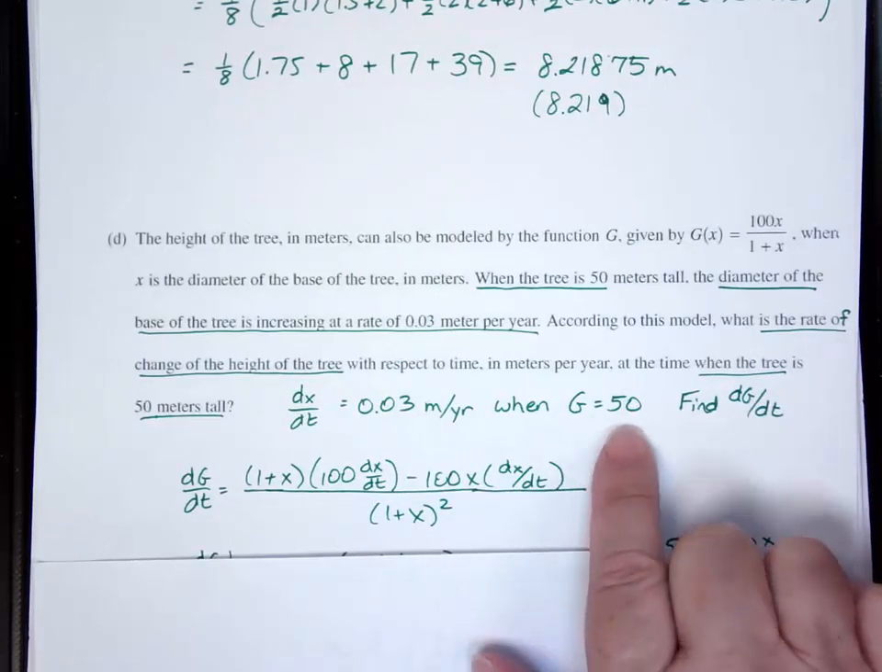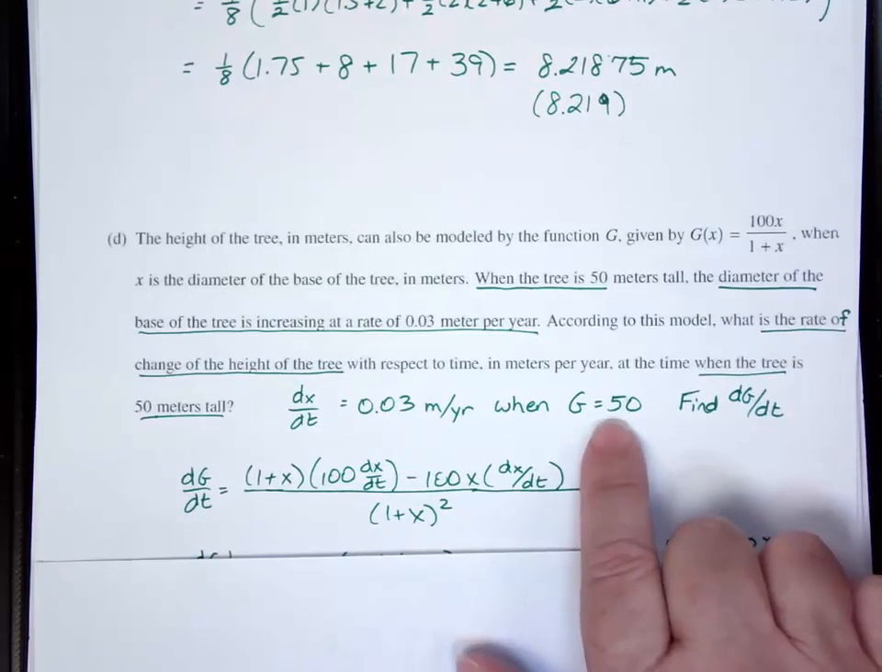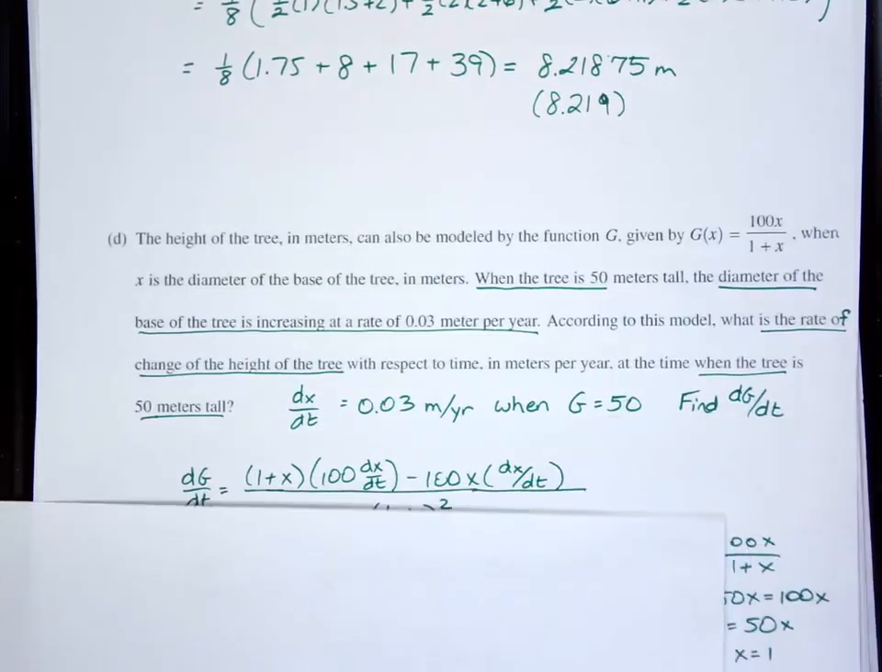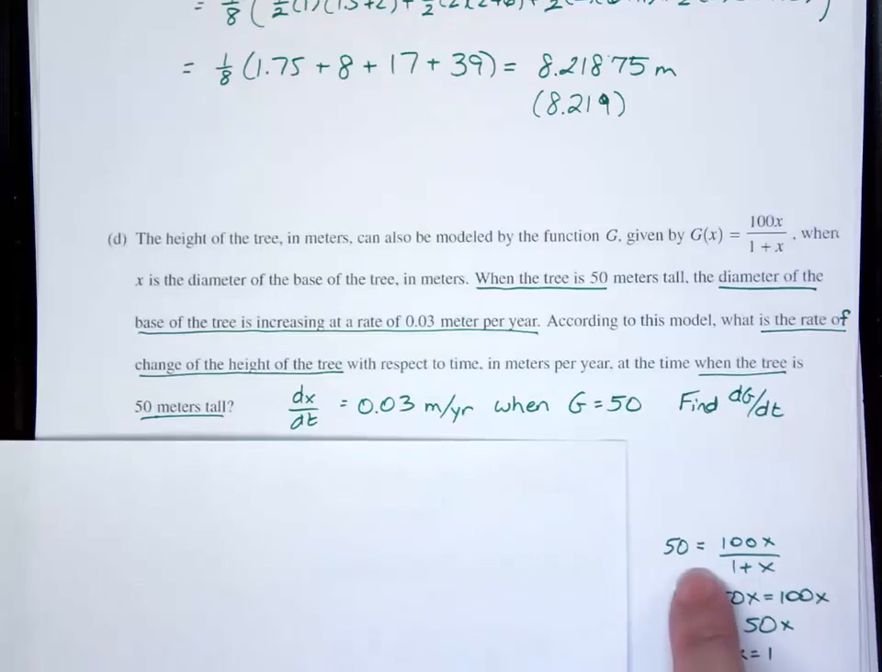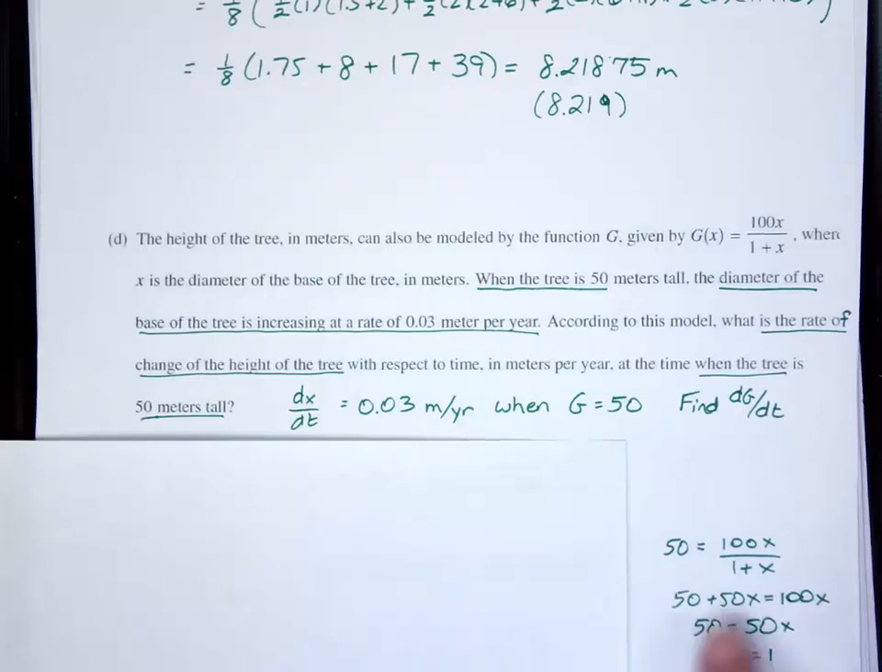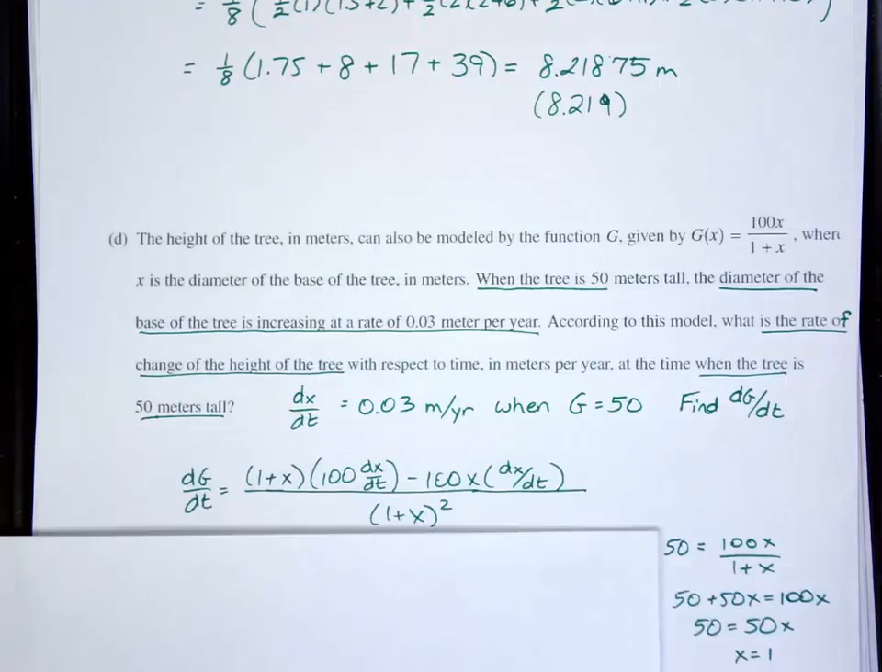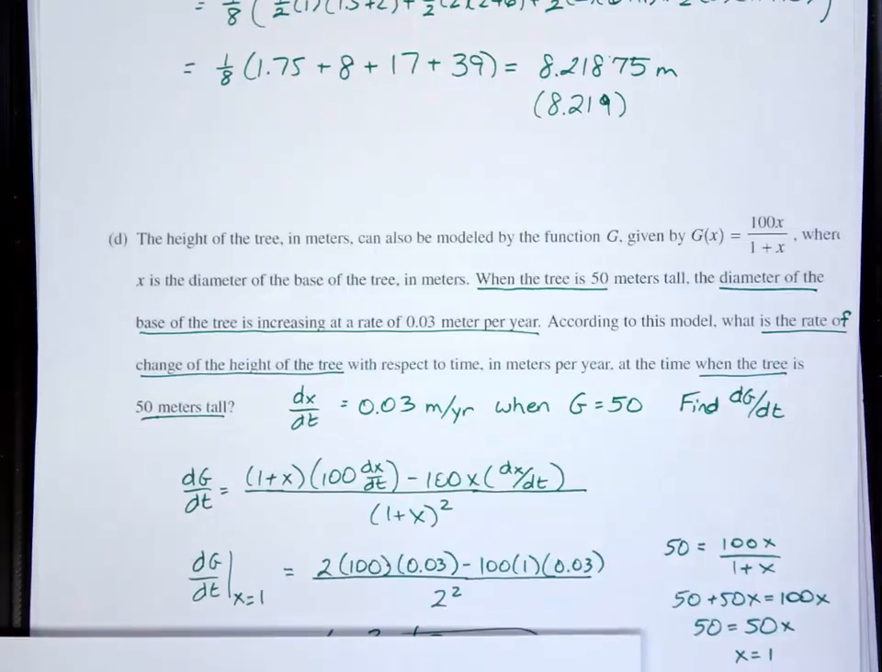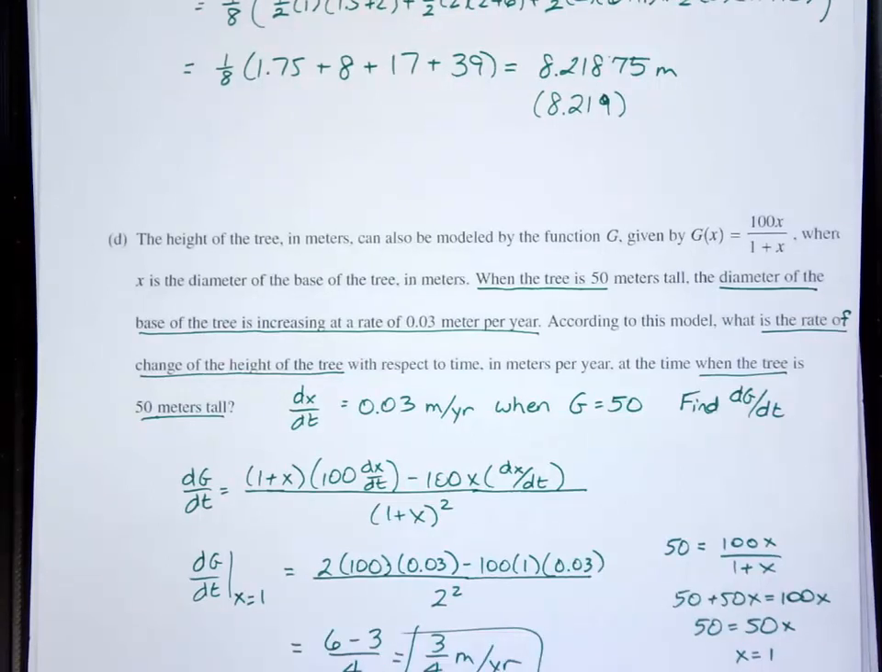So what I have to do is find out when g is 50, what is x? And if you come over here, you can see you set the function equal to 50, that's this function up here, do the math, and you end up with x equals 1. So the 1 is the value I plug into my dg/dt. So I'm plugging in 1, get 2, 100, 0.03, 1, 100, 0.03 over 2 squared. And then when you clean it all up, you get 6 minus 3 over 4, which is 3/4 of a meter per year. So that is the rate of change of the height of the tree. Okay?